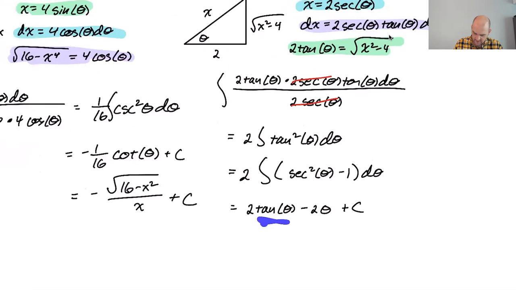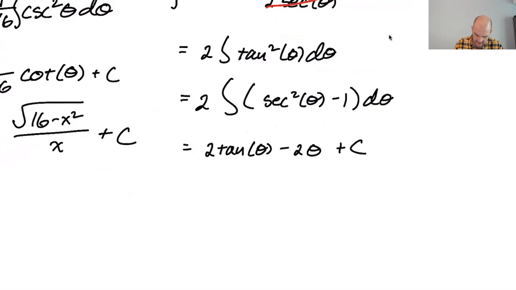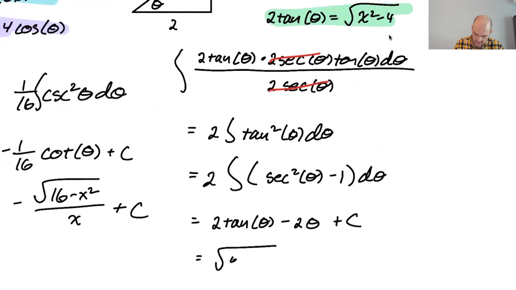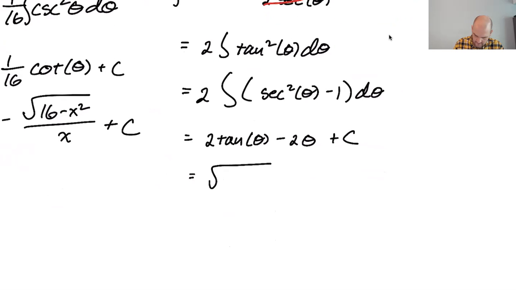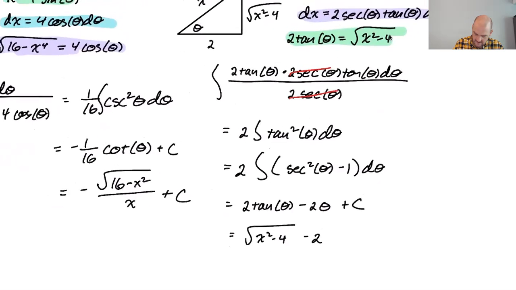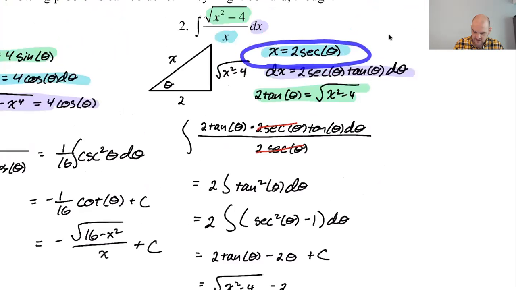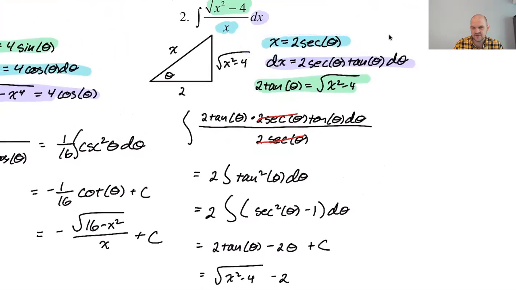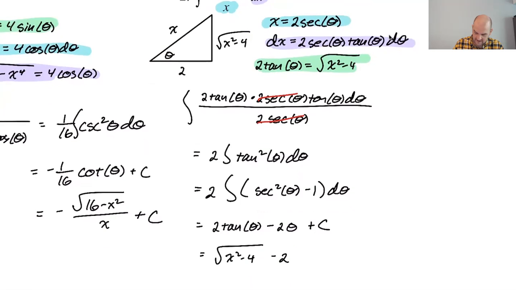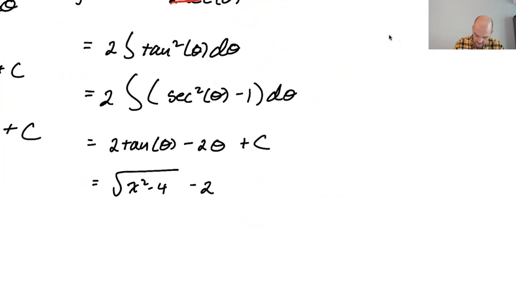All right, so I need to replace tangent, but the tangent of theta is this over this. So 2 times the radical over 2 is just the radical. So this will be radical x squared minus 4, minus 2. And then we said that x was 2 secant. So x over 2 is secant. So I'm going to do the inverse secant of x over 2.